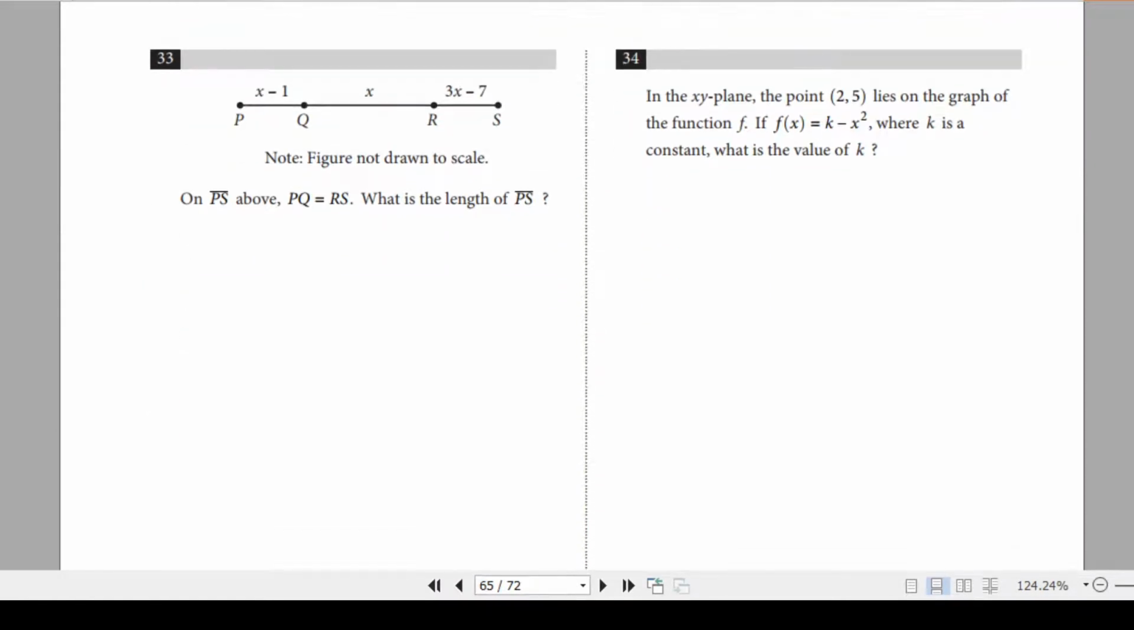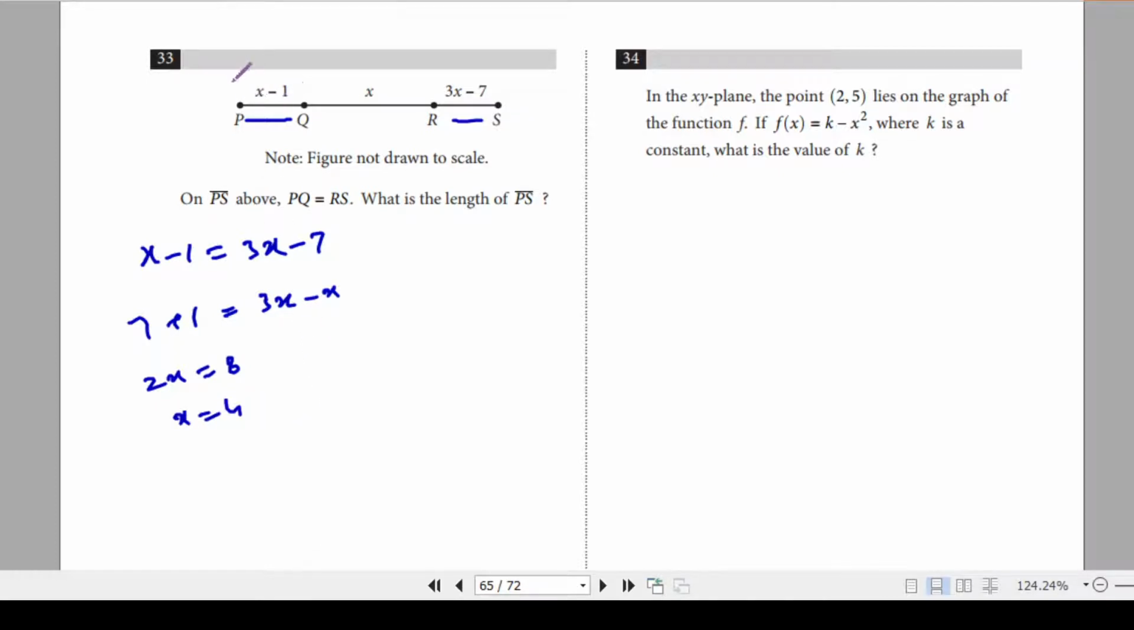Question 33. On PS, above PS, the whole line segment PQRS. This piece is equal to this piece. What's the length of PS? Total length then. But this x minus 1 is equal to this 3x minus 7. So that will be 3x minus x is equal to 7 plus 1. 2x is equal to 8 and x is equal to 4.